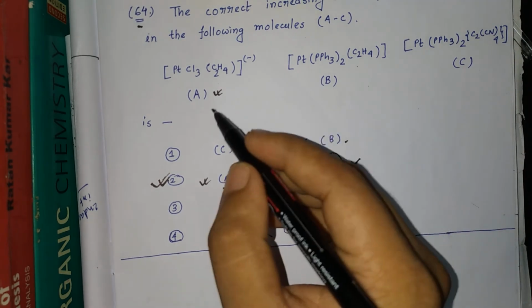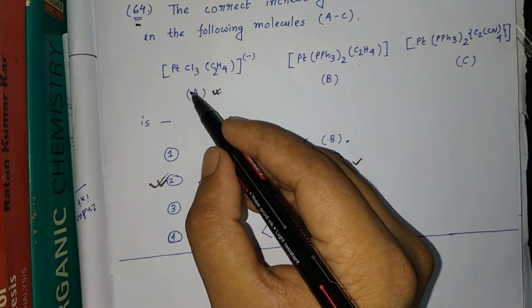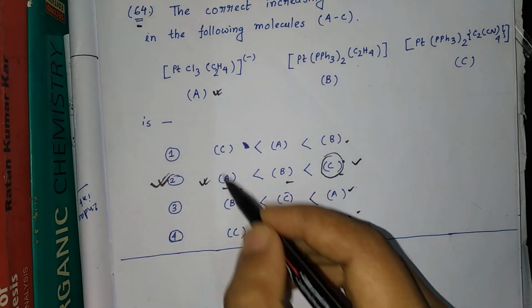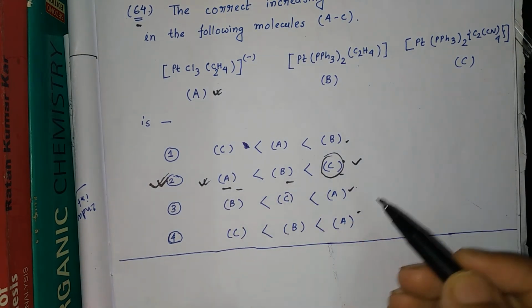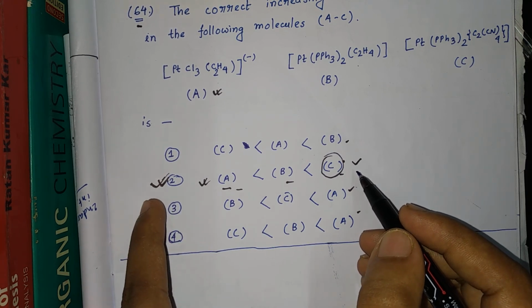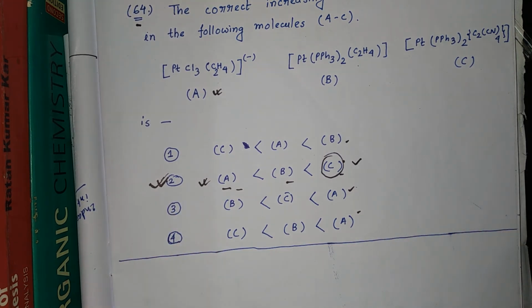And if you know that A has the lower CC bond distance, then no other option has A there, so therefore this is the correct answer. So guys, the options are given in such a way that it is very easy to predict which will be the correct answer. And I discussed the mechanism just now. So guys, I think you understand this mechanism.